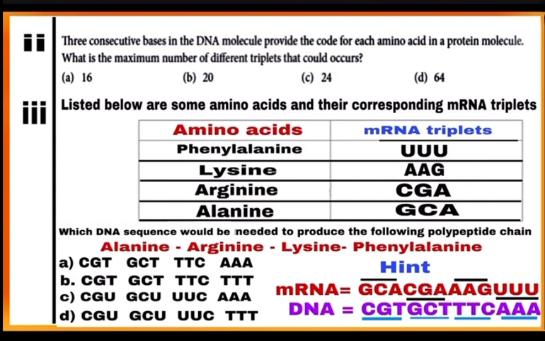Now, find the sequence on DNA. The complementary bases of this messenger RNA will be CGT, GCT, TTC, AAA on the DNA strand. This sequence is given in option A. So, mark A as a correct answer.